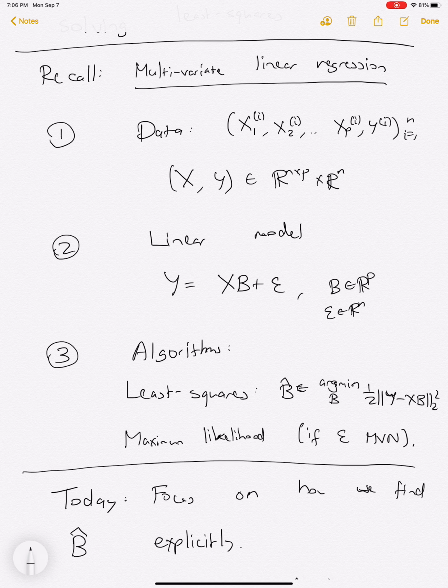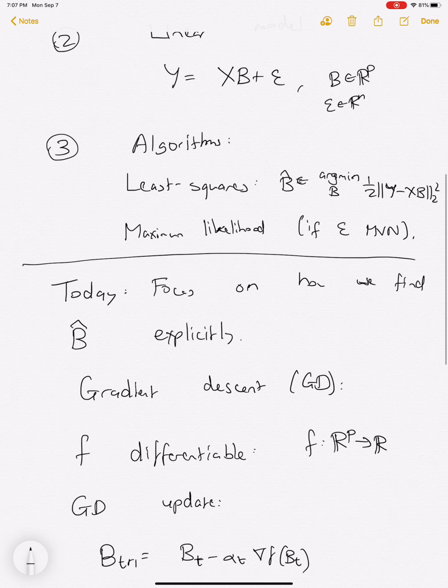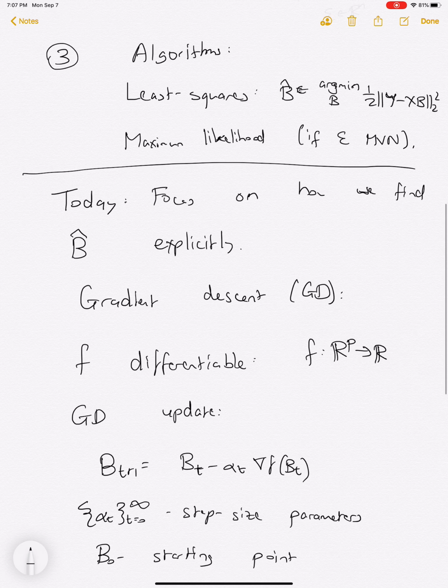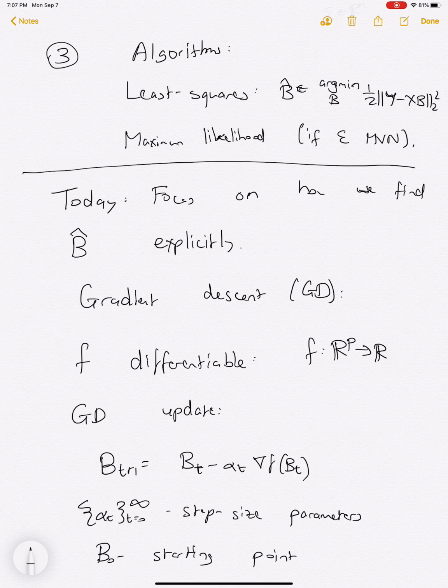In terms of the algorithm, the way I've expressed it so far is that we're trying to minimize some objective. We've spoken for the last couple of lectures about minimizing least squares. That's one way to find a solution to B. The other one that we spoke about last time was maximum likelihood. This is only really something we naturally do if we know that the noise is multivariate normal, and we spoke about how that reduces to minimizing a quadratic as well. Today we're going to focus explicitly on finding this B hat.